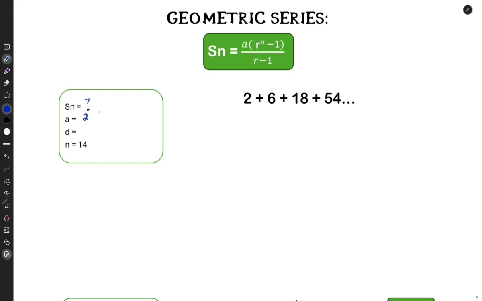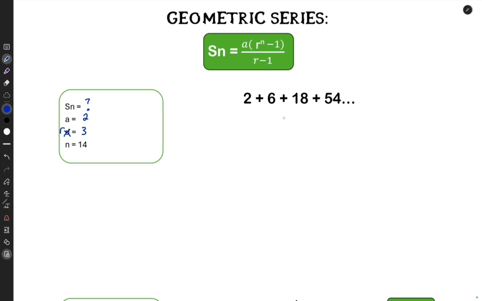We can see that this actually does not have a D, it actually has an R, because it's a constant ratio. So why do I say it does not have a D? If it had a D, I would say, okay, 6 minus 2 is 4, but 18 minus 6 is 12. And that's not a constant difference, so that's not going to work. But if I say 6 over 2, that's equal to 3. 18 over 6, that's equal to 3. And 54 over 18 is also equal to 3. So therefore, it definitely has a constant ratio because I'm multiplying by 3 every time.